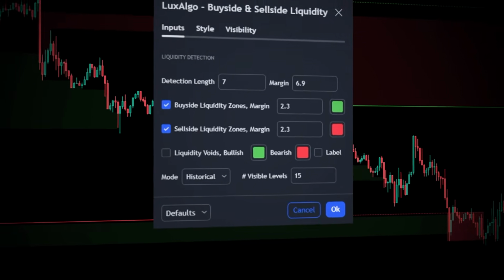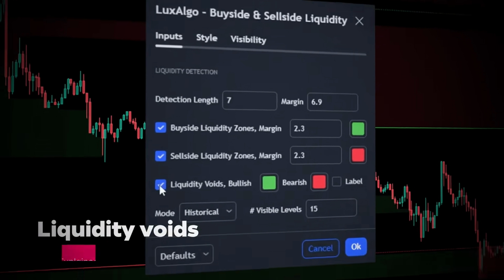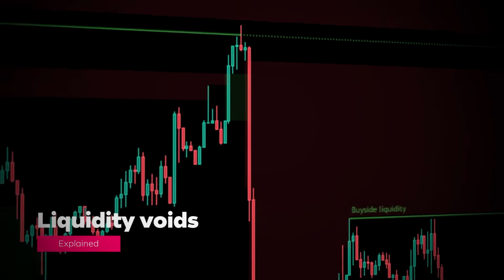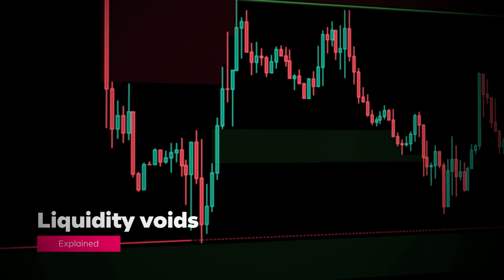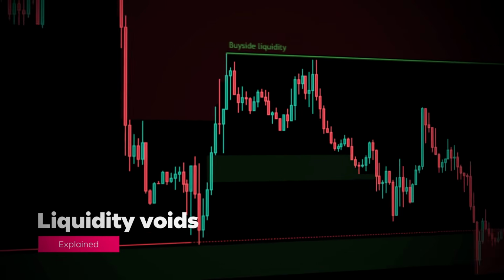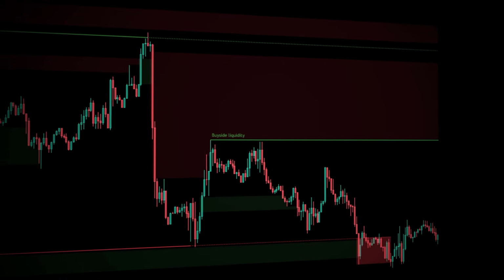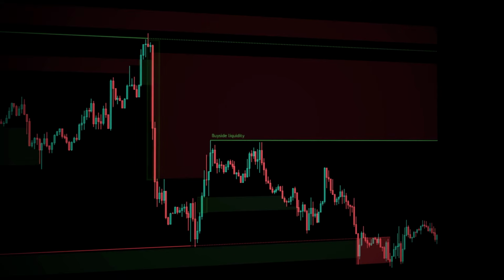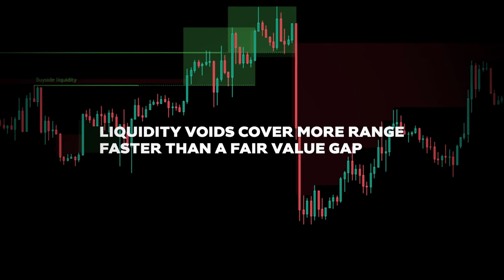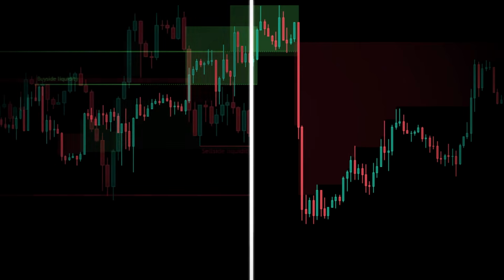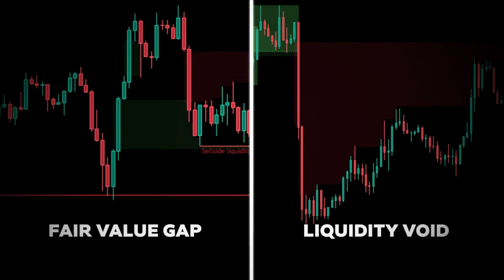Liquidity voids are also a feature in the settings of the indicator that show rapid expansion when price jumps from one level to another. Now you may notice that it also marks out our regular fair value gaps, but there's a difference between these FVGs and liquidity voids. It is the speed and the range that differentiates a liquidity void from a fair value gap. Liquidity voids cover more range faster than a fair value gap. You'll definitely notice the difference here between these two.